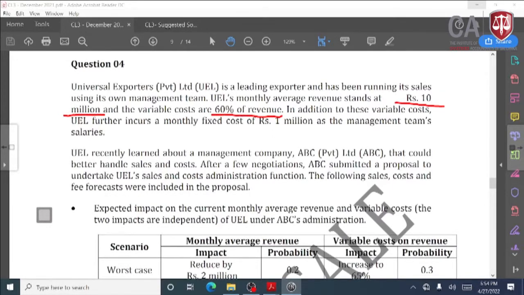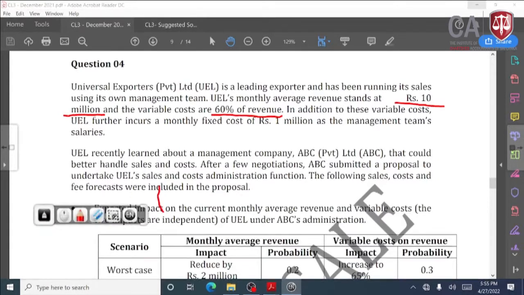UEL recently learned about a management company, ABC Private Limited, that could better handle sales and cost. They are going for a kind of outsourcing service. After a few negotiations, ABC submitted a proposal to undertake UEL's sales and cost administration function. The following sales, cost and fee forecast were included in the proposal. Expected impact on the current monthly average revenue and variable cost, the two impacts are independent, under the ABC administration.